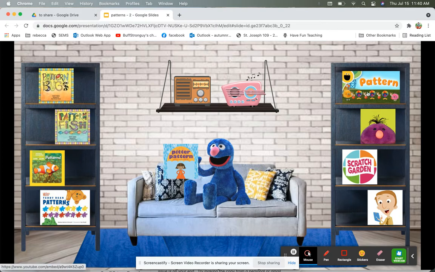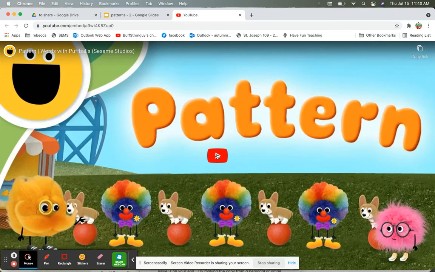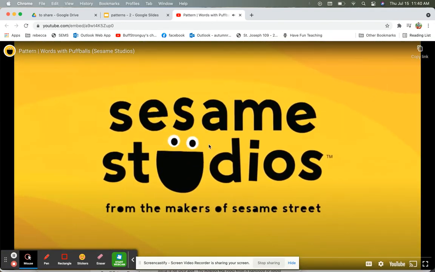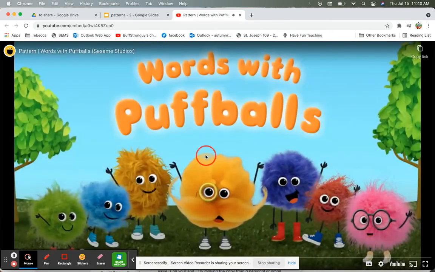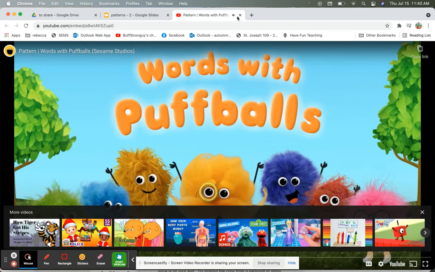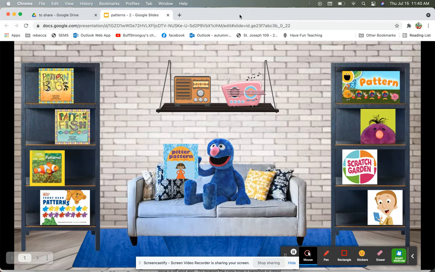Then we're going to watch the lesson. And the lessons are all relatively short. Make sure you check the times so that you have enough. These ones are the puffballs from Sesame Studios. Very cool. The kids love them because they have silly little voices. And again, you're going to go out of there.